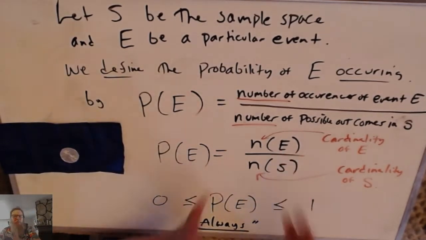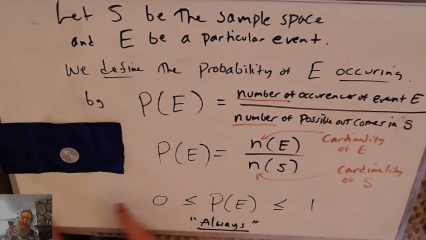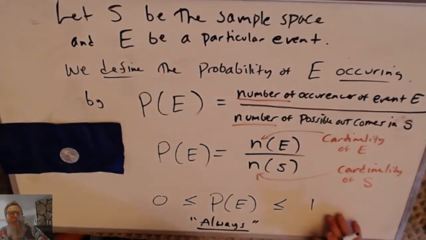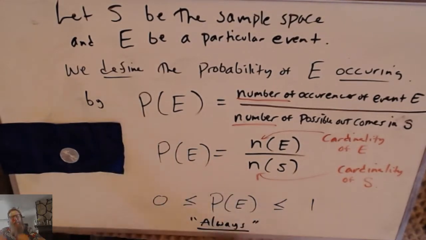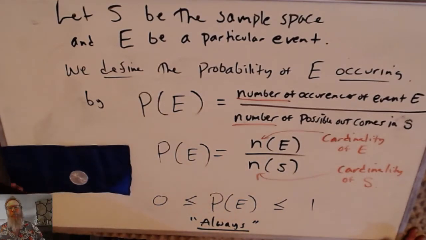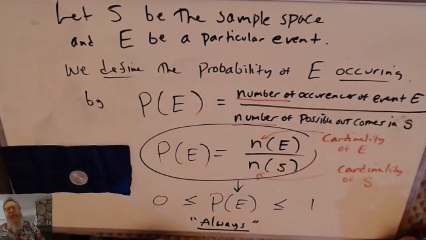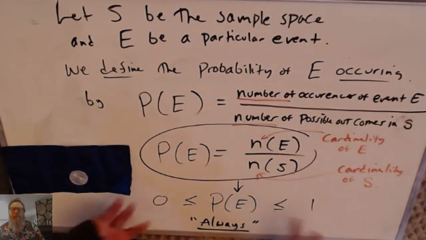So if you calculate one of these probabilities and you get a number that's larger than 1, or you get a negative number or something like that, you definitely made a calculation error. You're always going to get a fraction between 0 and 1 inclusively. So you could actually get 1, you could actually get 0, and we'll discuss the meaning of that next.